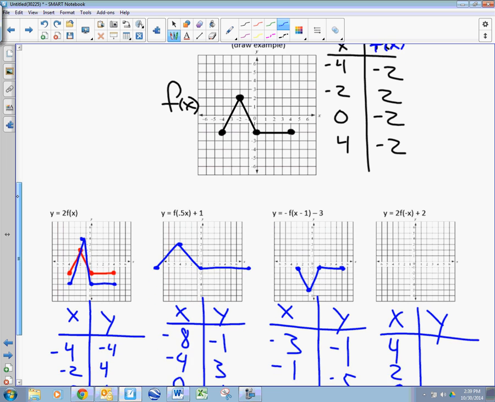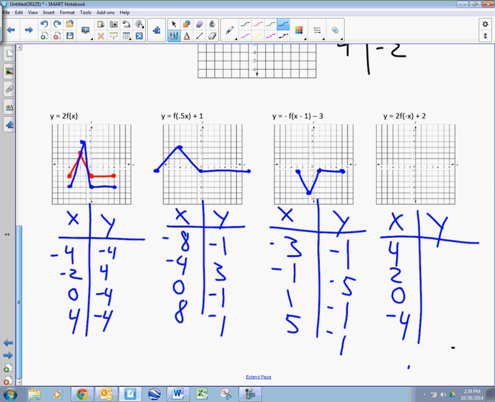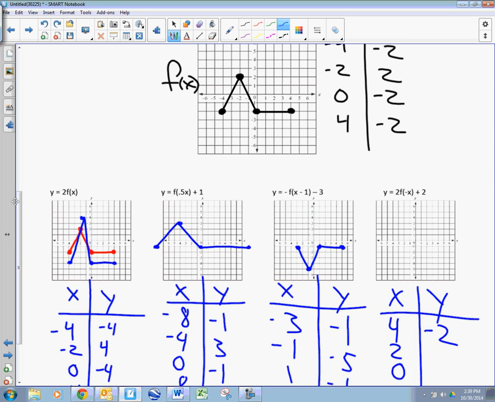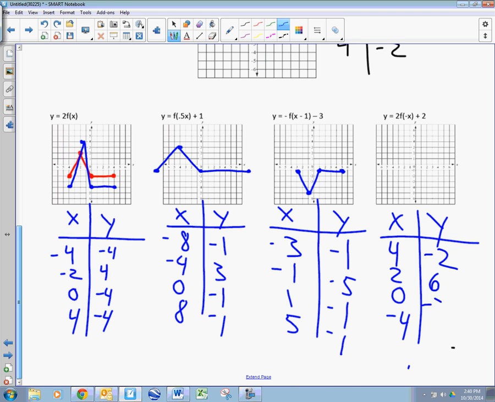We've got negative 2. What's negative 2 times 2, plus 2? Negative 2. What is 2 times 2, plus 2? 6. And we get negative 2 and negative 2 again. So 4, negative 2; 2, 6; 0, negative 2; and negative 4, negative 2.